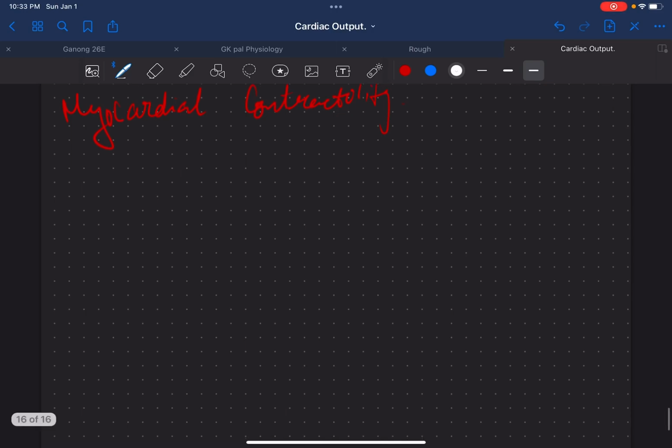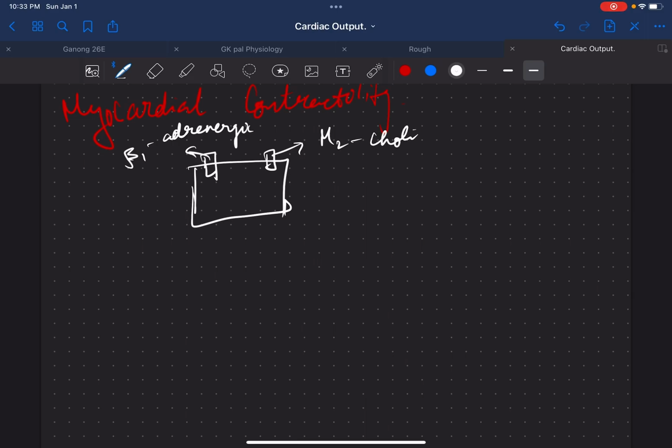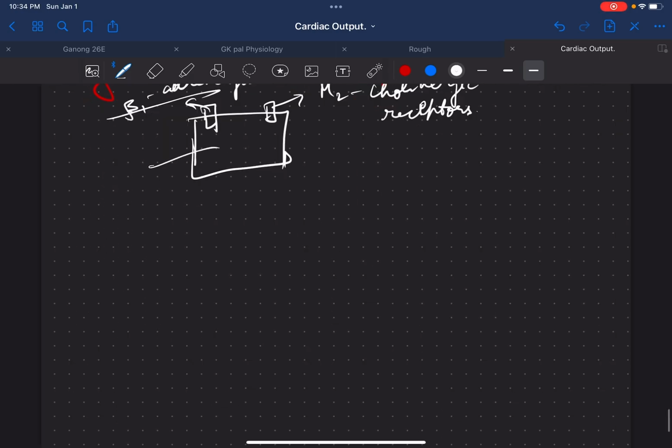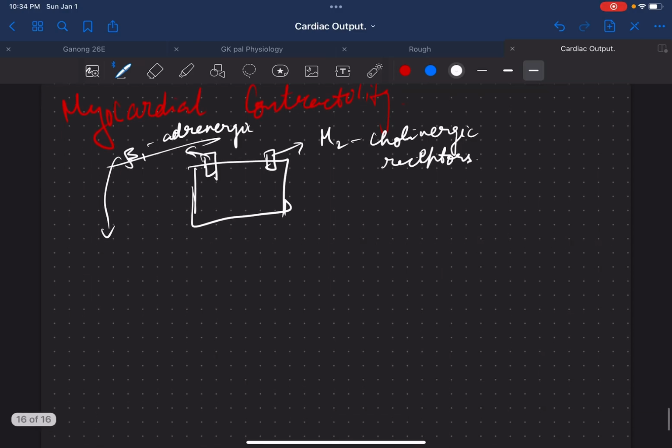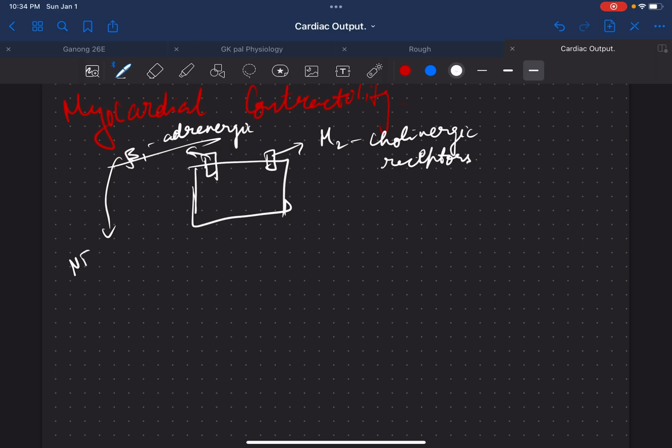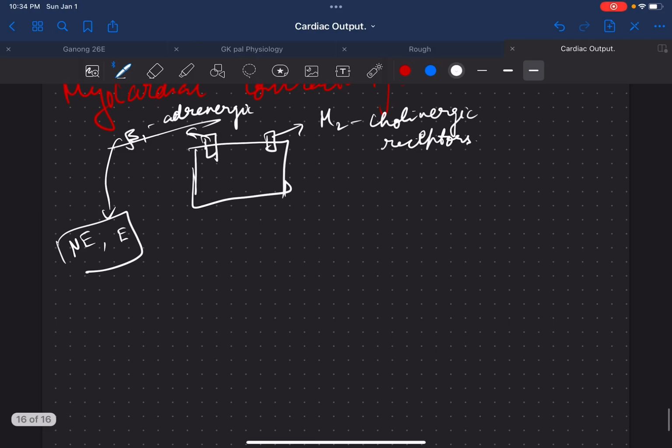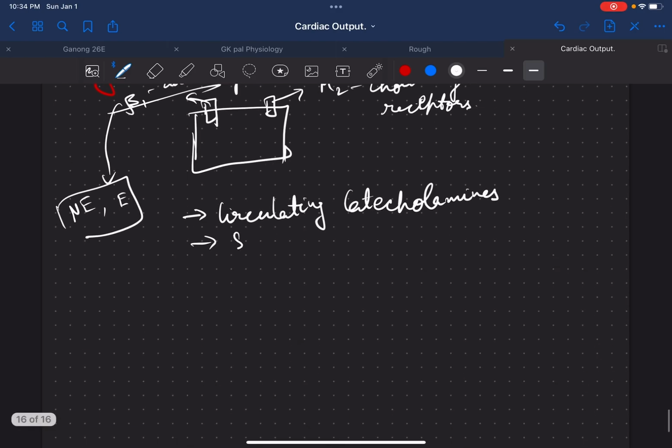So first of all, the heart muscle has two receptors: beta 1 adrenergic receptors and M2 cholinergic receptors. Beta 1 adrenergic receptors, as you all must know, can bind to both norepinephrine as well as epinephrine. So myocardial contractility can be increased by both circulating catecholamines as well as sympathetic stimulation.